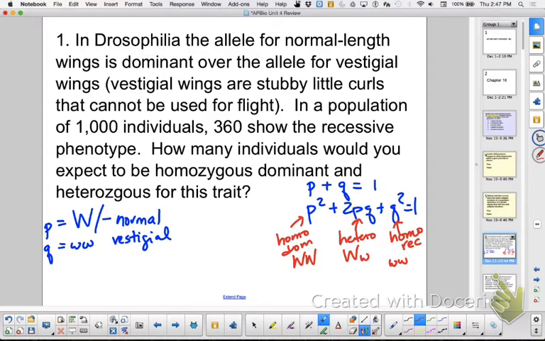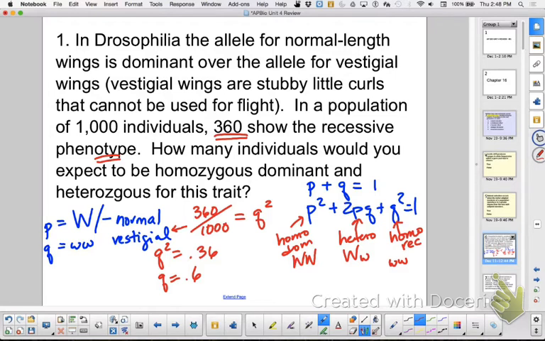This says, in a population of 1,000 individuals, 360 show the recessive phenotype. That means 360 out of 1,000 have vestigial wings, which means that's your Q squared number. 360 divided by 1,000 is equal to what? Yeah, so Q squared equals 0.36. Do you understand where I got it there? So if I wanted to solve for Q, Q equals what? 0.6. It's the first thing I would do. Oh, okay, Q equals 0.6.